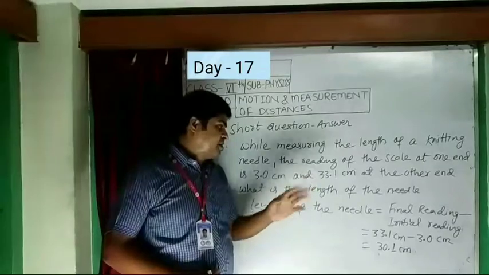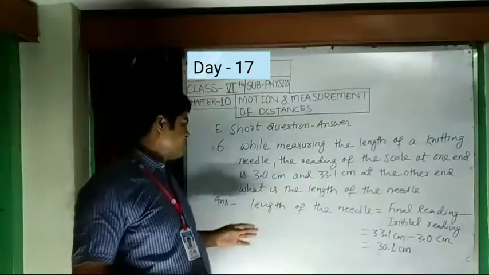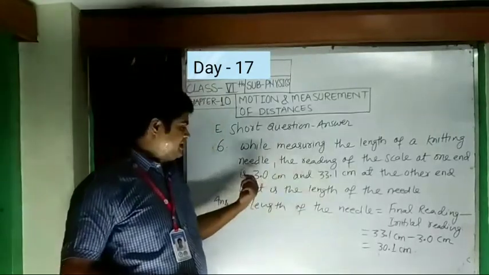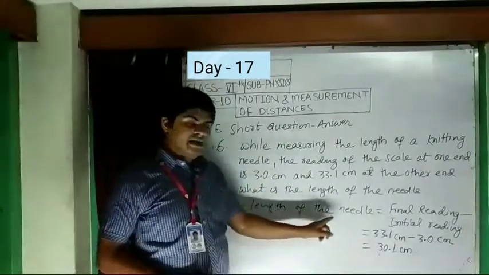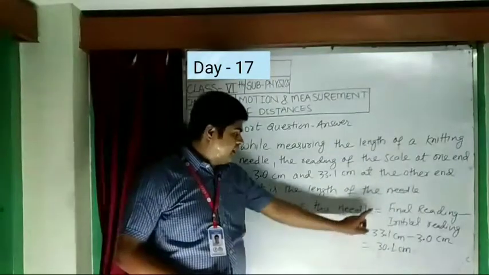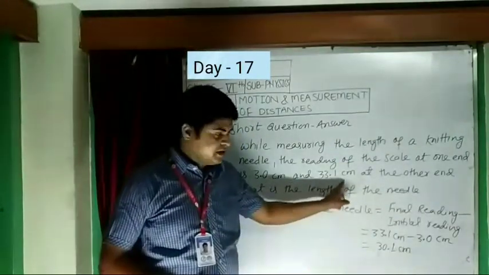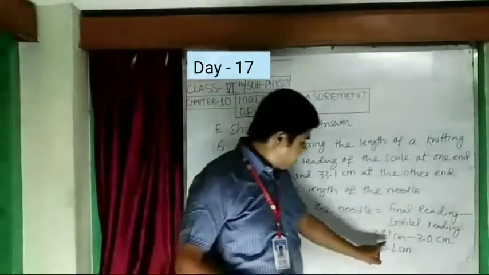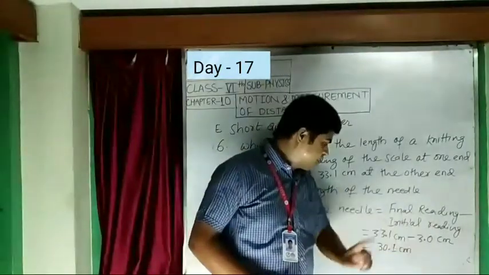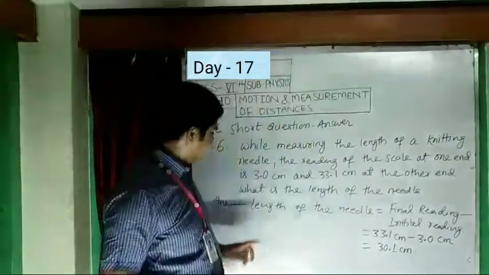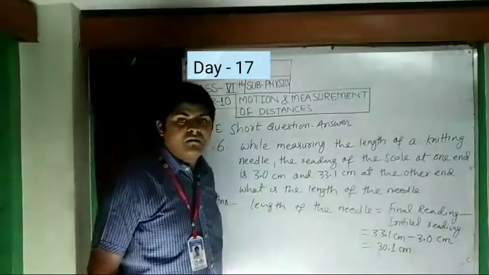I have taught you that when you start with 3, then the actual measurement is final reading minus initial reading. So length of the needle is equal to final reading minus initial reading. Final reading is 33.1 centimeter, whereas initial reading is 3 centimeter. That means 33.1 centimeter minus 3 centimeter. Then the answer will be 30.1 centimeter. So we can say that the length of the needle is 30.1 centimeter.